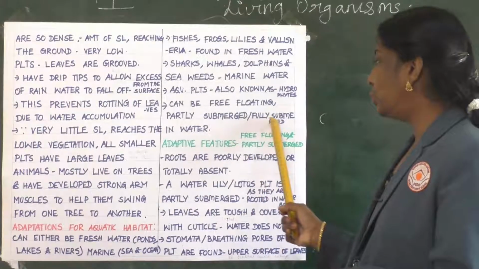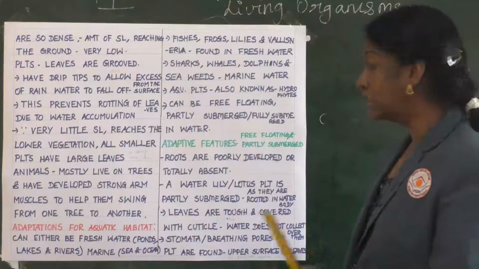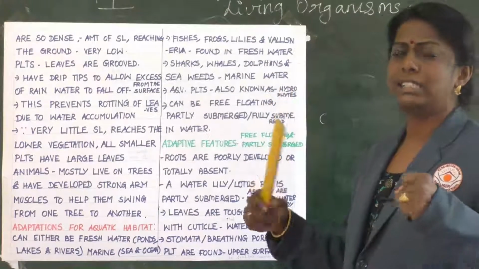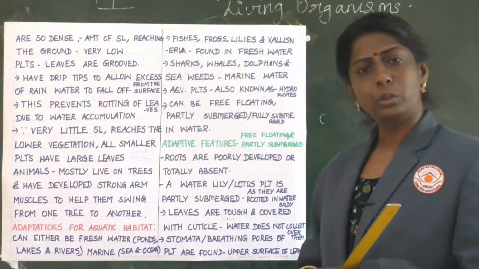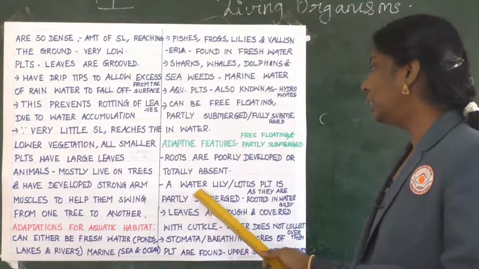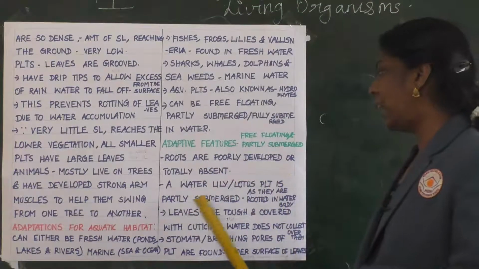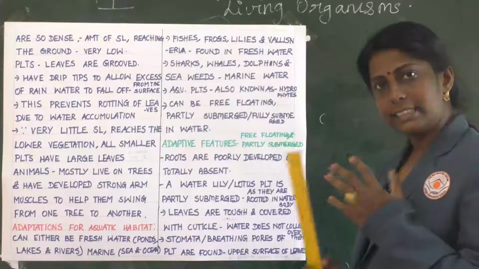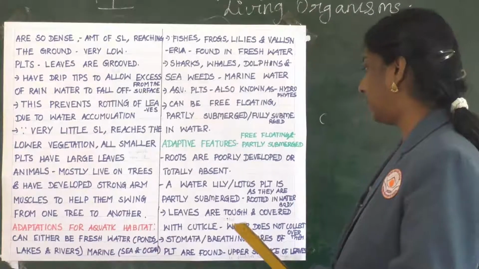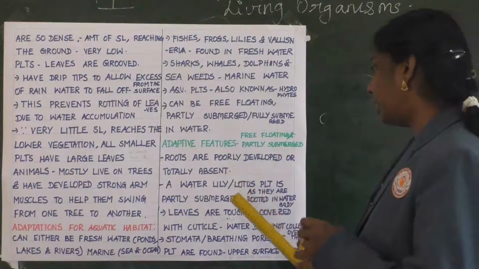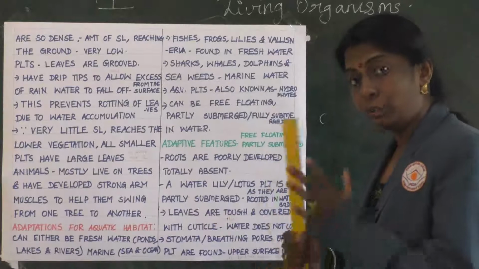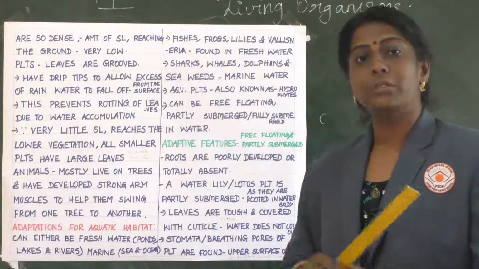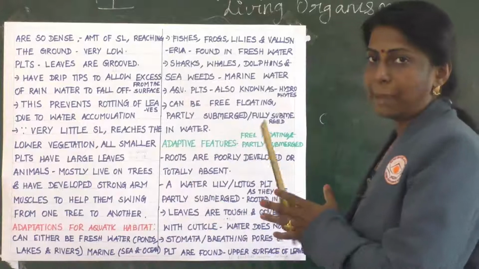Generally these two types of plants have roots which are poorly developed, or else totally absent. A water lily or lotus plant is an example of a partly submerged plant. They are considered partly submerged because they are rooted in the water body.